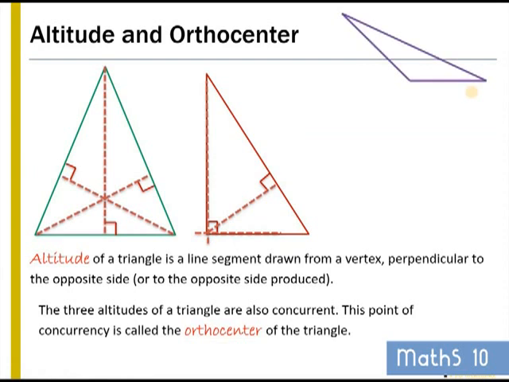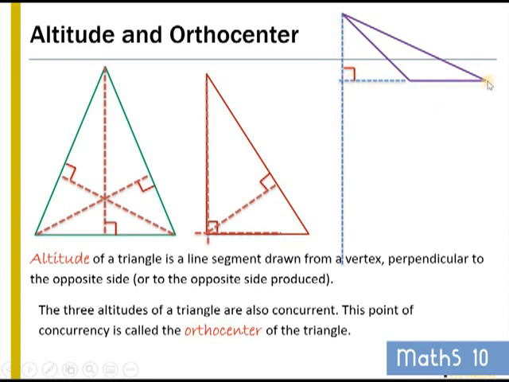And here's a third example. This time, to draw in the altitude from this vertex, it needs to meet this side at 90 degrees. But that's not possible as it is at the moment, so we need to extend this side. Now, when we start at this vertex, we can draw in the altitude, which now meets the produced side at 90 degrees.